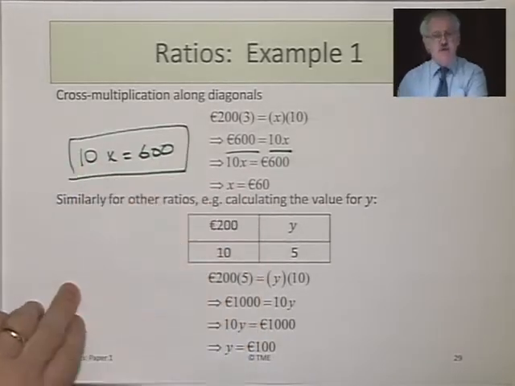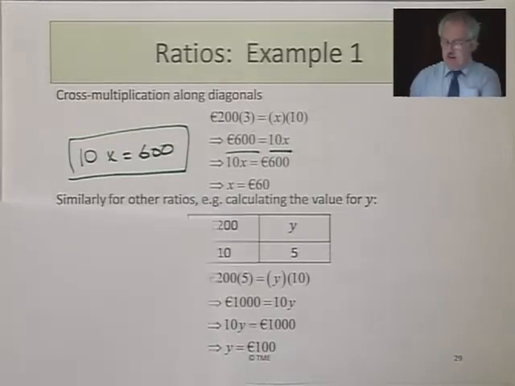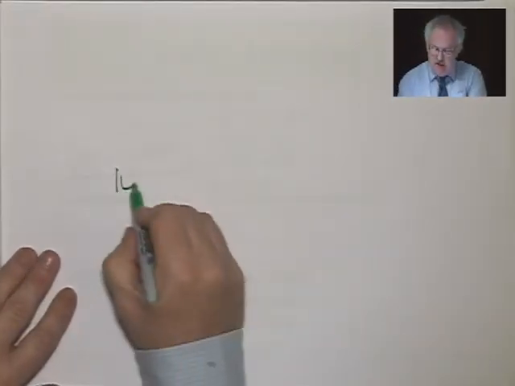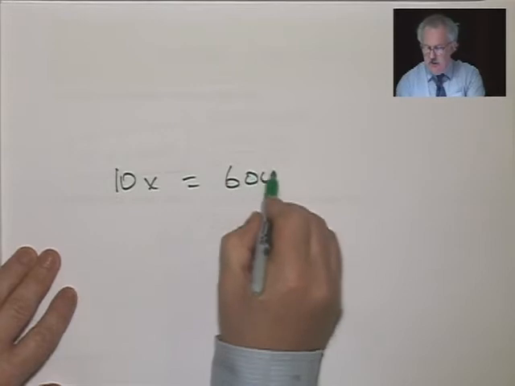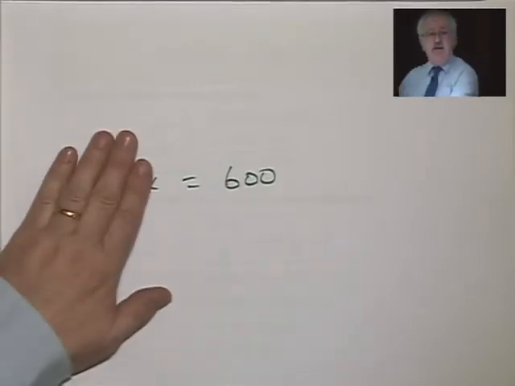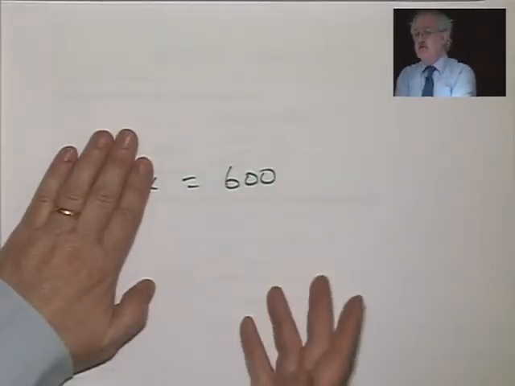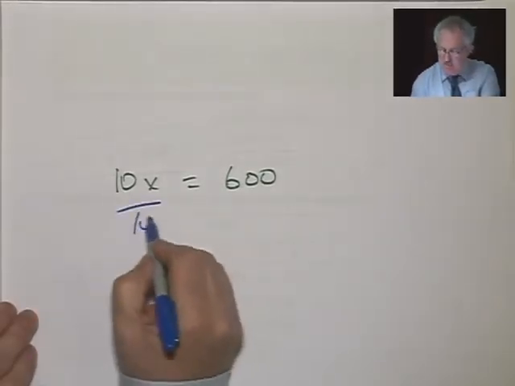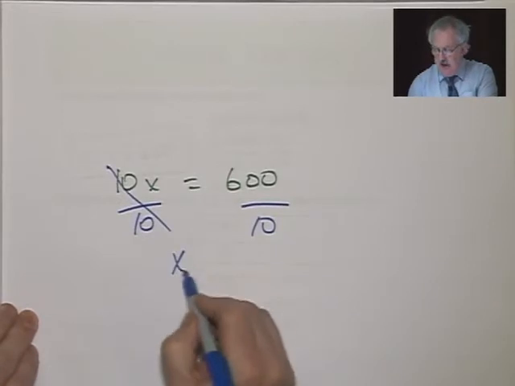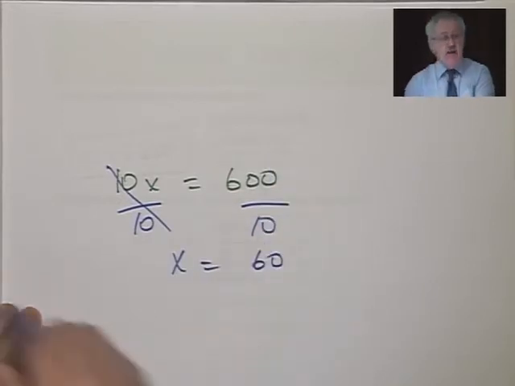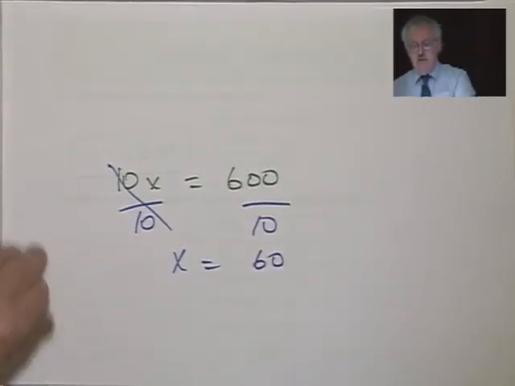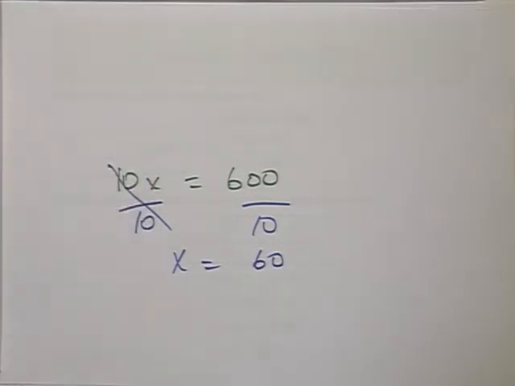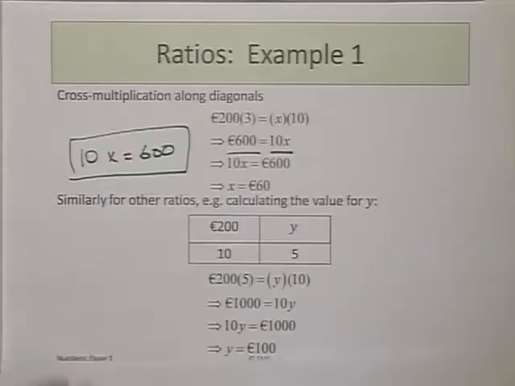Now that's the equation. If ever I see an equation at all where you've got 10x is 600, any equation that doesn't have the x on its own on the left-hand side, I've got to sort that out. That's a multiplication, so you get rid of multiplication with a division. That gives you x is equal to 600 divided by 10, which equals 60. So that's how much this person gets. That person gets €60.